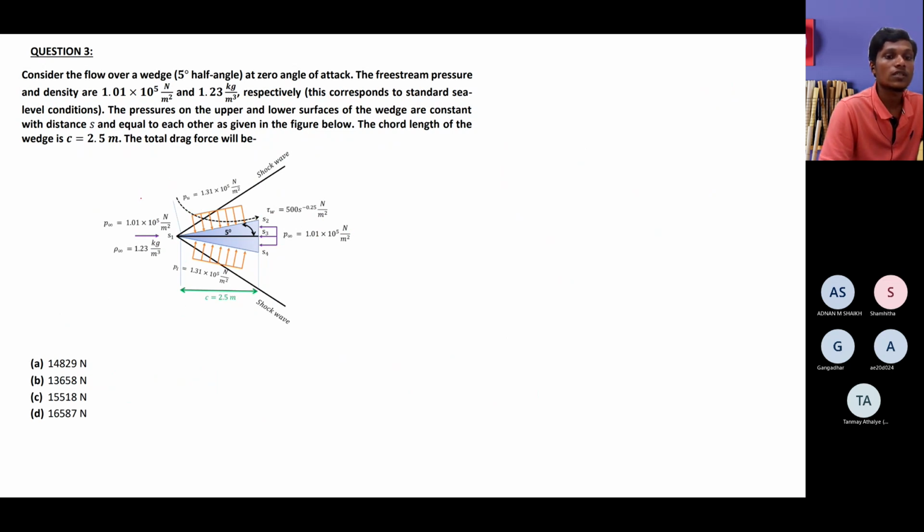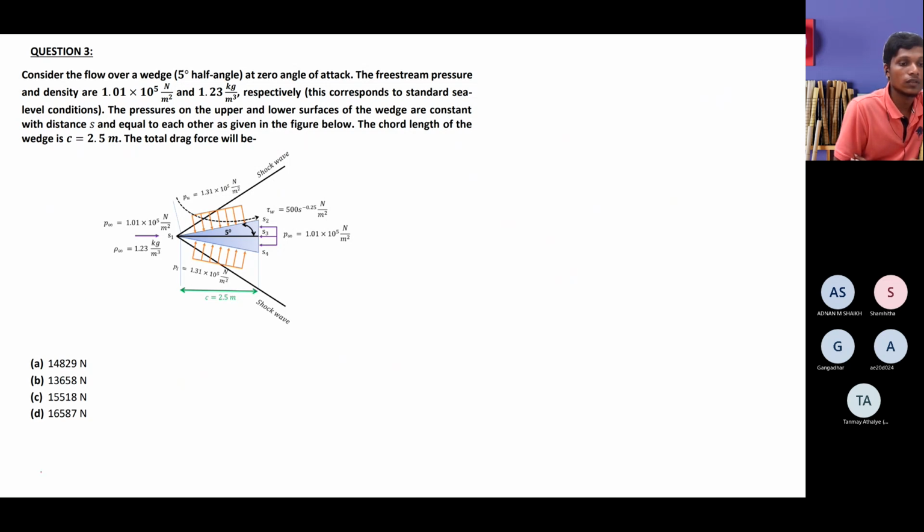This question is a bit typical, where you need to do some hands-on calculations on how to proceed. So let's start. A complete understanding of this question takes some time, so please be attentive and try to follow step by step. Here in the question, we have a wedge. This is what we call a wedge shape. This triangle we call a wedge, and its half angle is 5 degrees.